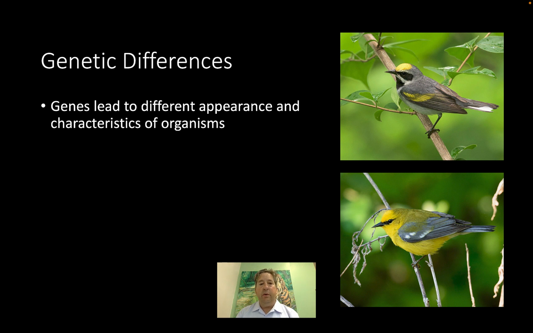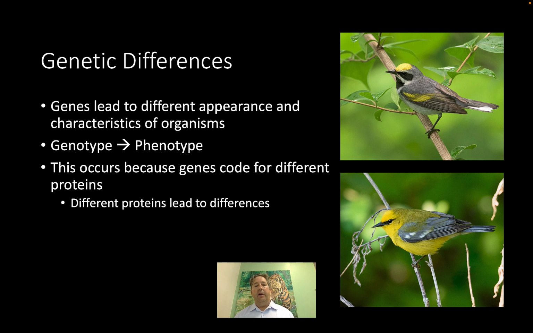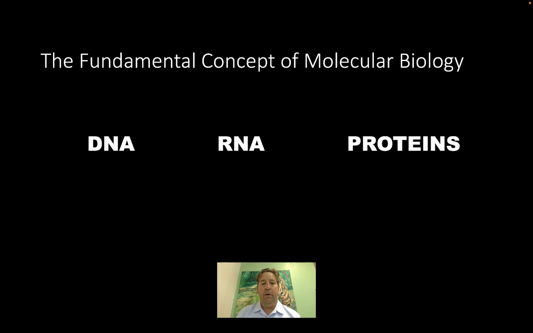So genes, which you're familiar with this term, are what lead to different appearance and characteristics of organisms. And you've heard the idea of genotype leading to phenotype. So genotype is the genes that an organism has, and phenotype is the way that the organism appears. But it's a little more complex than that. Genes code for different proteins, and those proteins lead to the differences in phenotypes. So we want to think about both genes as well as the proteins that they code for.